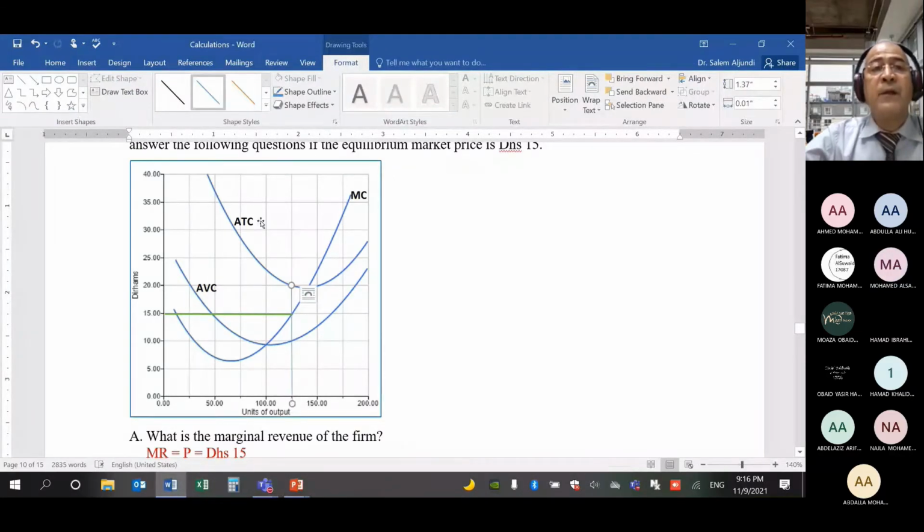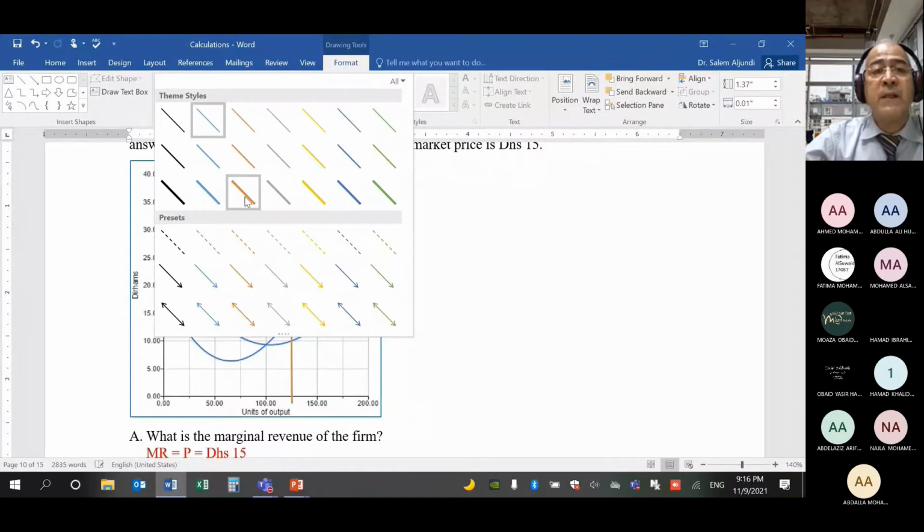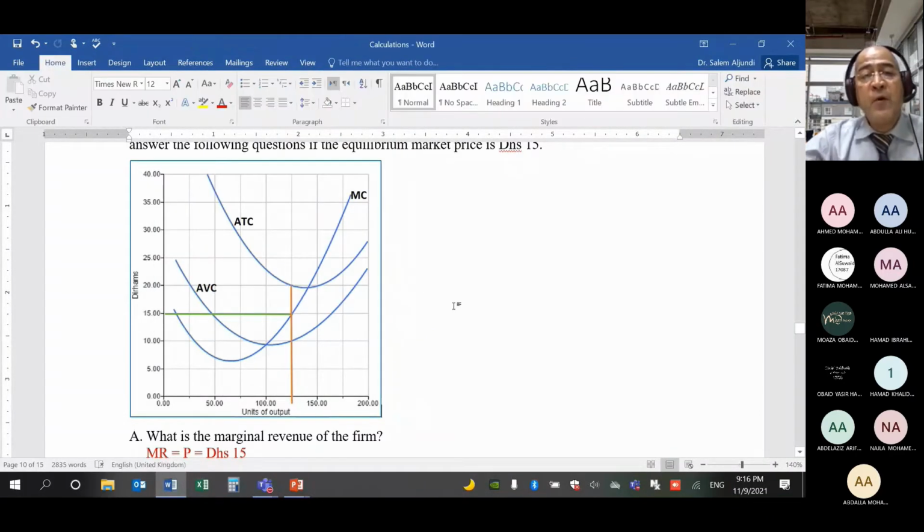Okay, I draw another curve. Let me select this one. So the information here, you need them. See here, 15 is the price, is the marginal revenue, and also marginal cost at this dot equals 15. At this dot, which is equal to 20, this is average total cost. This dot, which is average variable cost, 10. And the optimal level of output is 125, right? So this is what I explained.